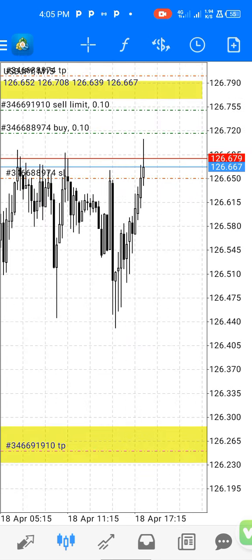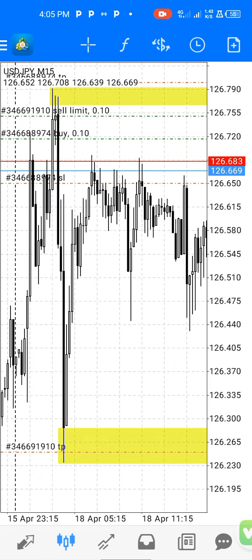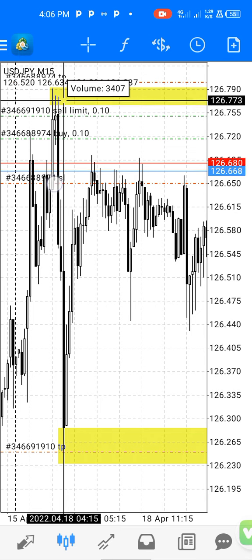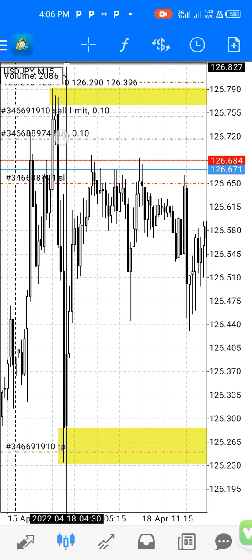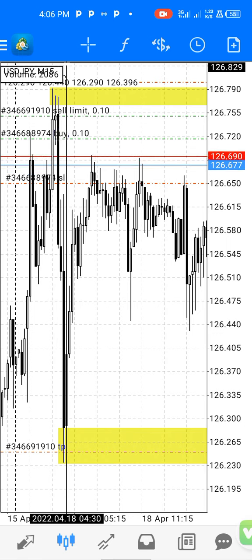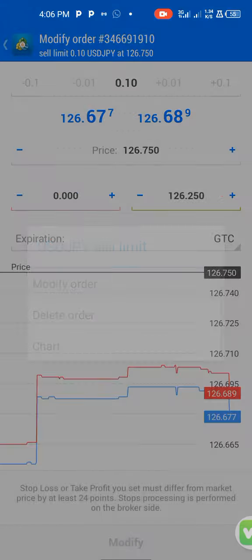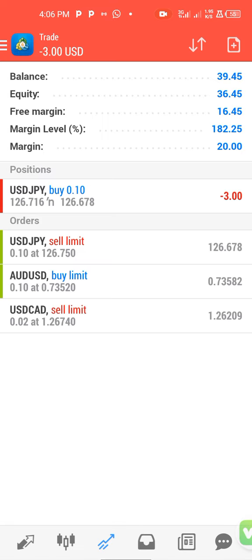And because I would not want to lose all my funds on just a little trade, I would make sure I set my stop loss. So let's look above the sell order and put our stop loss at 126.82. Long press, modify order, stop loss, 126.82. Can you see I've set everything?